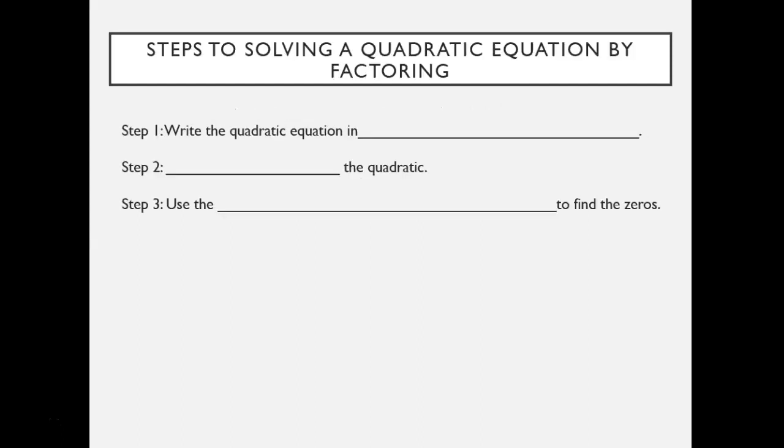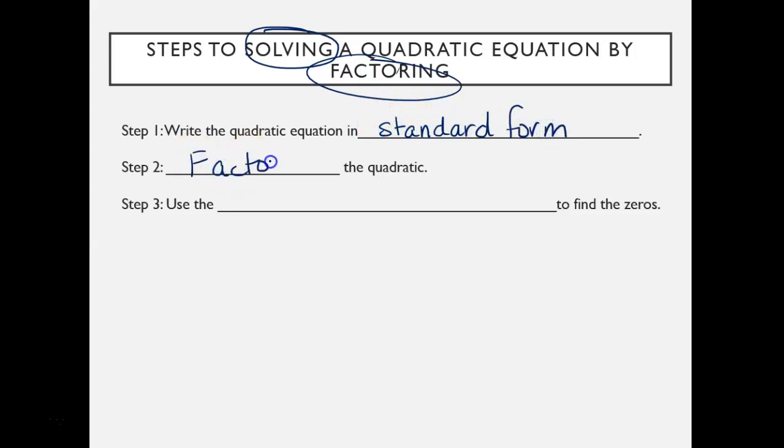So when we want to solve a quadratic equation, solve instead. What we have been doing is factoring. Now we're going to be solving using factoring. We want to write our equation in standard form. We're going to talk about what that is in just a second. We're going to factor the quadratic, and we're going to use the zero product property to find the zeros.